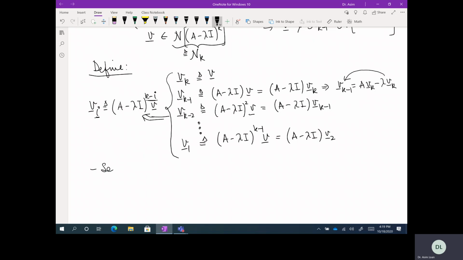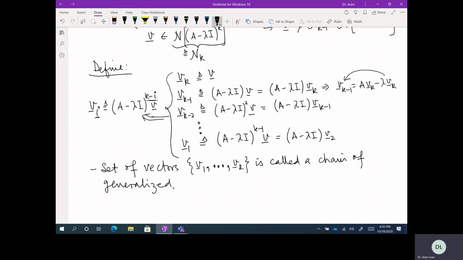So the set of vectors v1 to vk is called a chain of generalized eigenvectors, generalized eigenvectors of length k.